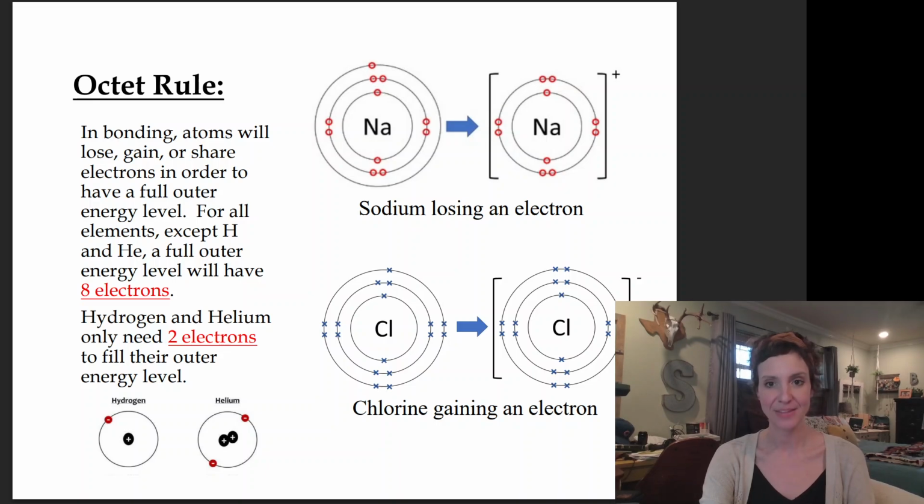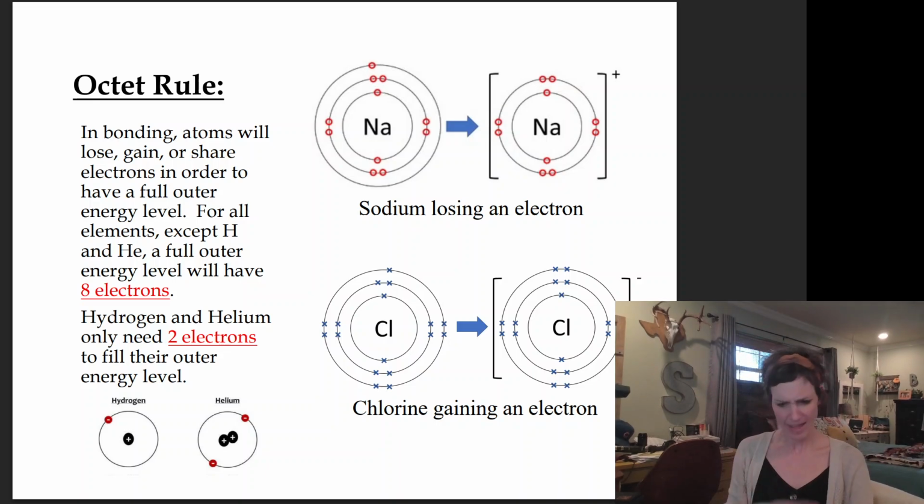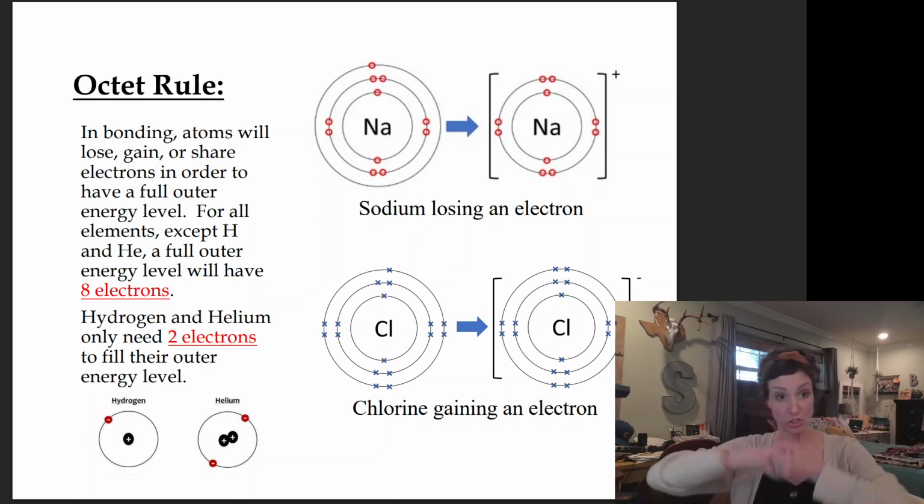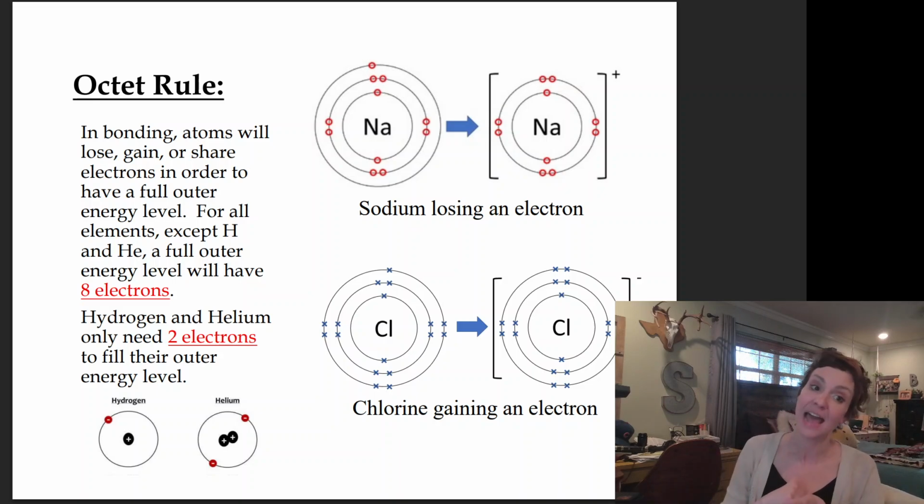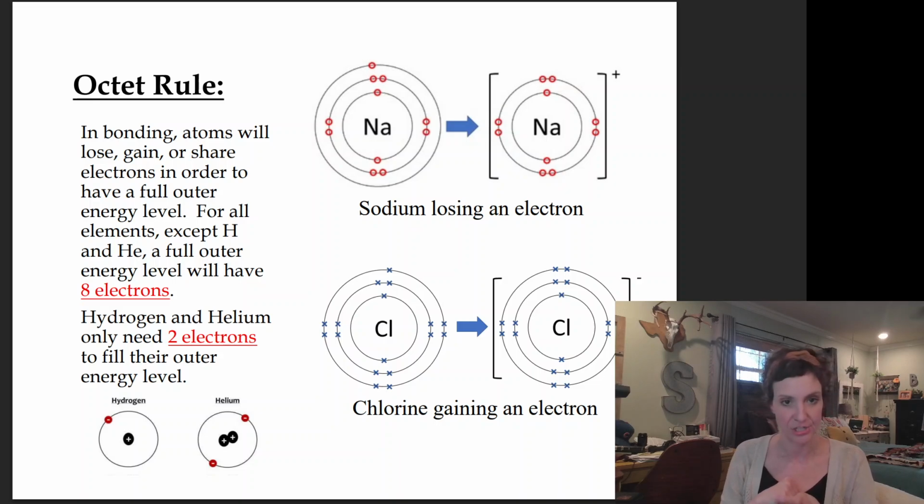So we've been talking about the 8 valence electrons, and that's so important to have 8. So this is known as the octet rule. Hopefully oct makes you think of like 8, like an octagon, which is an 8-sided shape. Octet has to do with these 8 valence electrons. So it says in bonding, atoms will either lose, gain, or share electrons in order to have a full outer energy level.